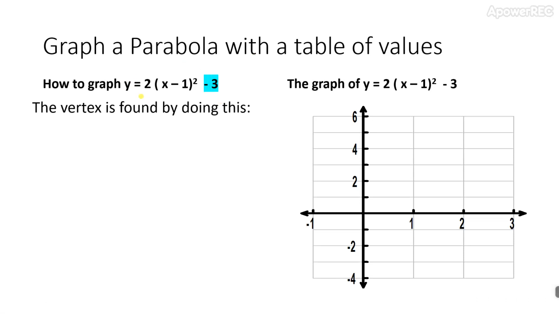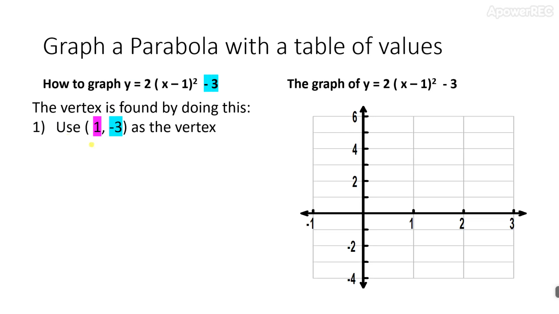And what we do is we look inside of the bracket and we notice that there's a negative 1. So to find the x value of the vertex, we take the opposite of that, which is positive 1. And then lastly, we look at the negative 3 and we'll use that as the y value for the vertex. And now we've got the vertex.